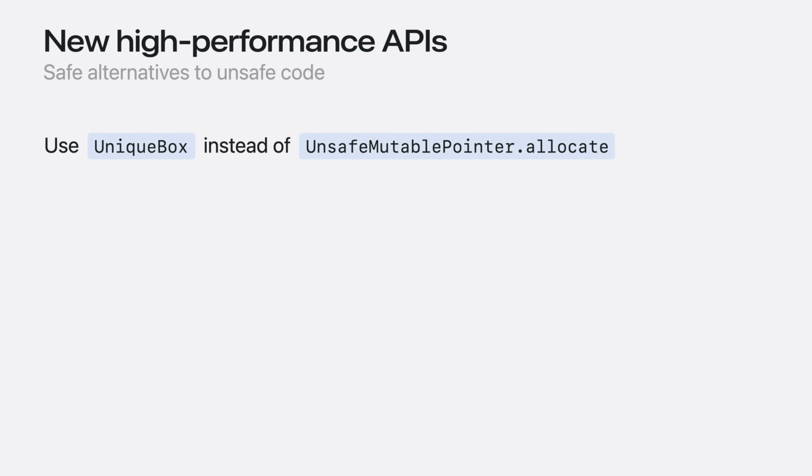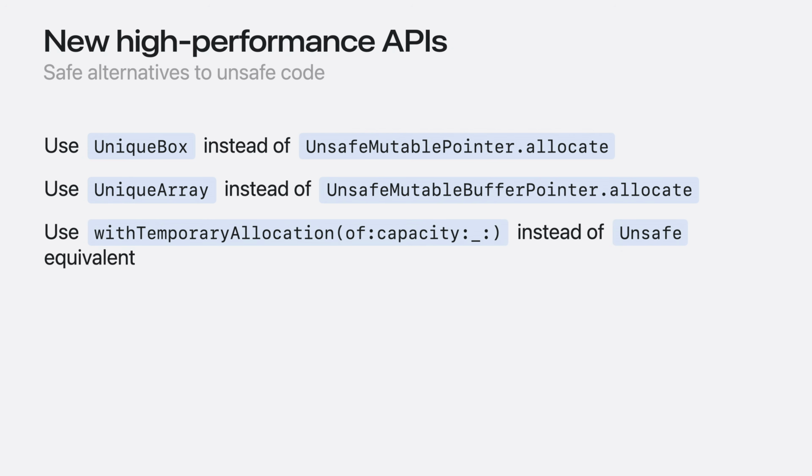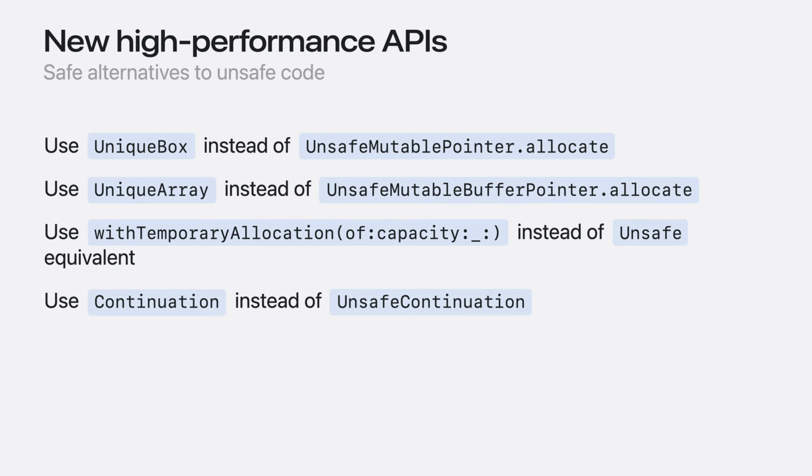There are also some other new APIs that save you from writing unsafe code. Unique array is a lot like an ordinary Swift array, except that it's non-copyable. That means you can store non-copyable elements and avoid reference counting overhead without limiting yourself to a fixed size. The with temporary allocation function uses an output span instead of an unsafe mutable buffer pointer to ensure that temporary memory is handled safely. The continuation type checks at compile time that you only resume it once, making it even safer than a checked continuation, but just as efficient as an unsafe continuation.